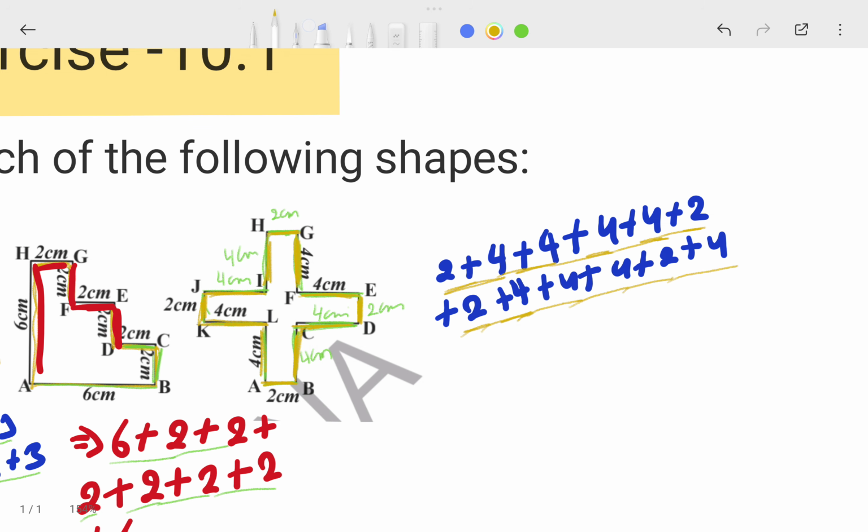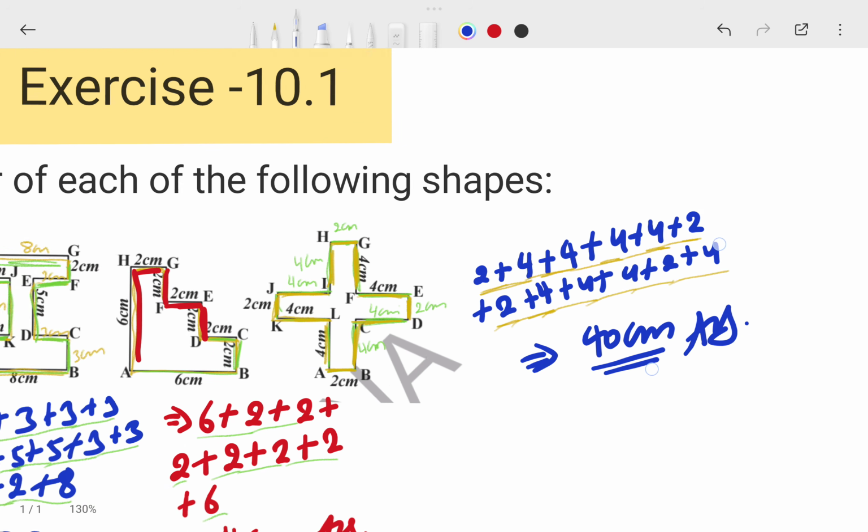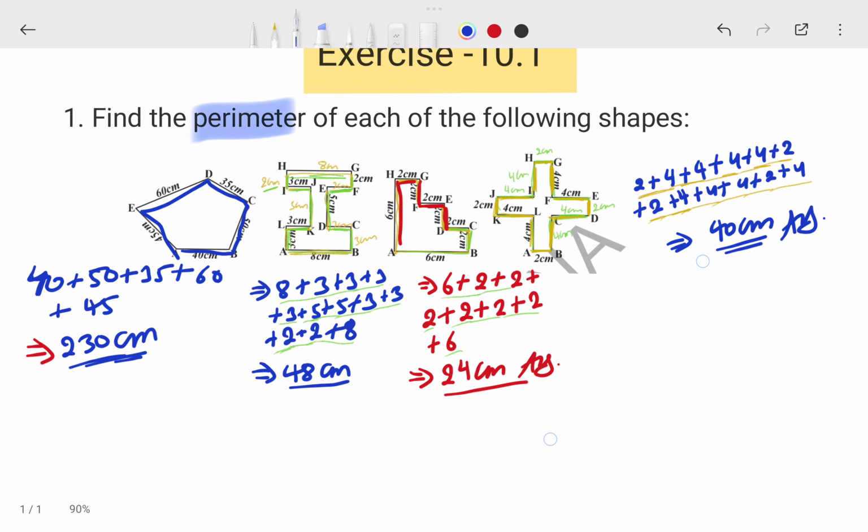So what is the answer of this question? The answer is going to be 14 centimeter. So this is our answer, and the first question is totally completed.